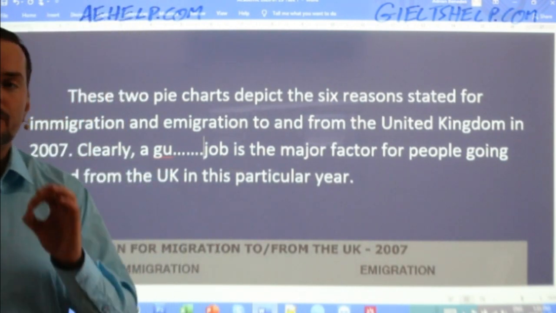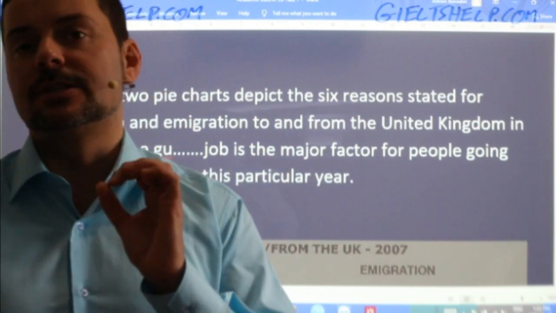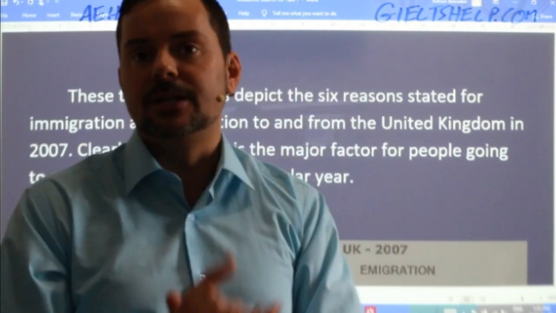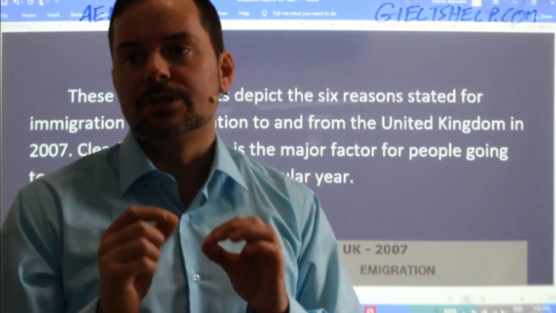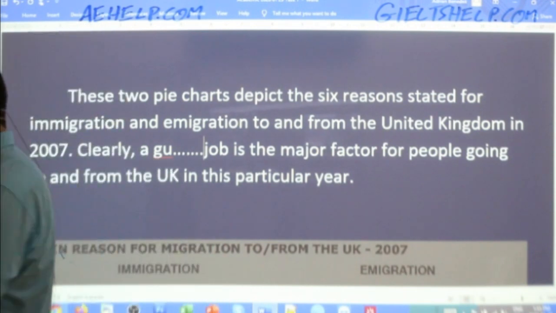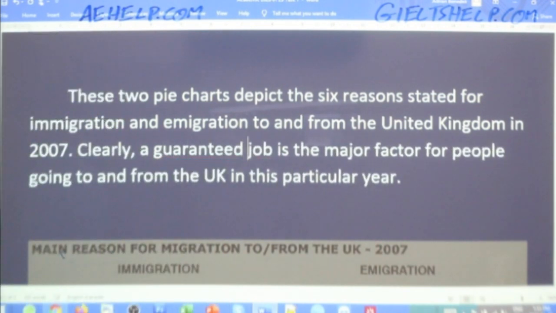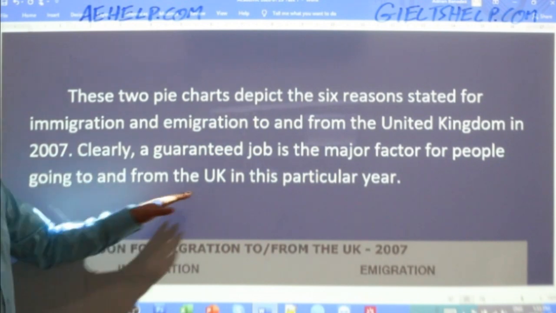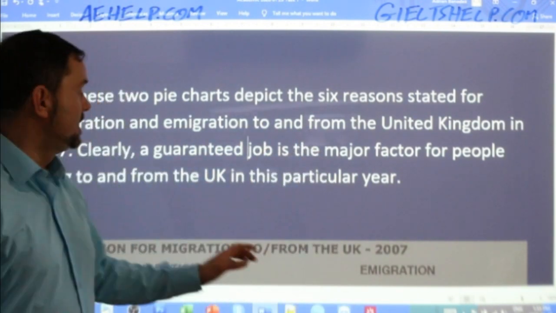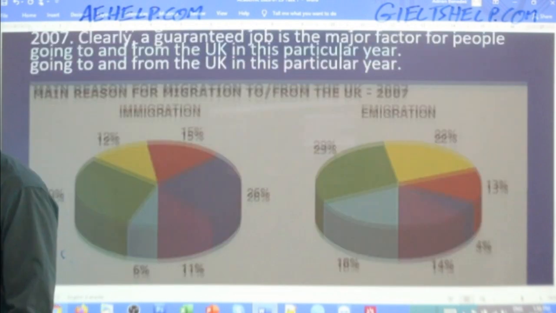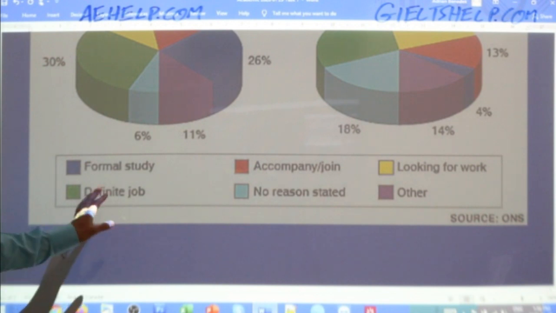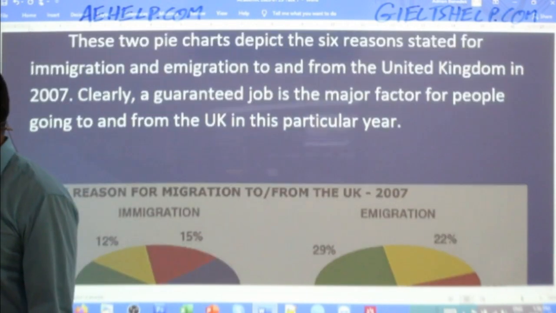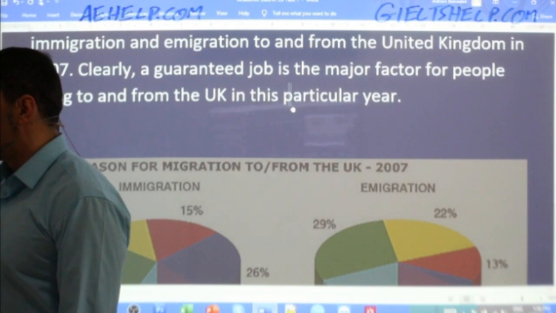So here I'm highlighting for you the importance of word choice. A lot of students that are at the band 7 level and they're looking to go to band 9, the big step they need to make in their studies is word choice, correct word choice. That's right, Amira, guaranteed. So clearly, a guaranteed job is the major factor for people going to and from the UK in this particular year. That's a band 9, because guaranteed accurately paraphrases definite job and does not confuse the reader with looking for work. Okay? So that's how it goes. Very good. All right, nice. So again, pay attention to word choice, students.